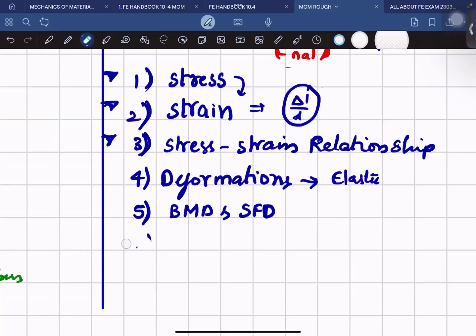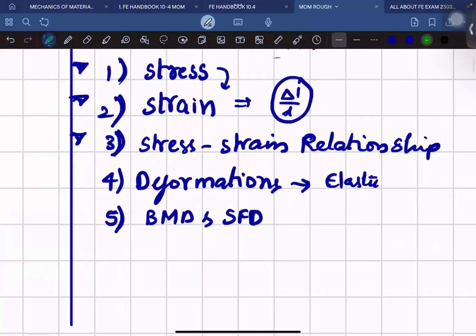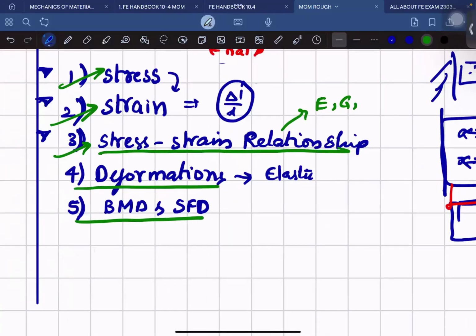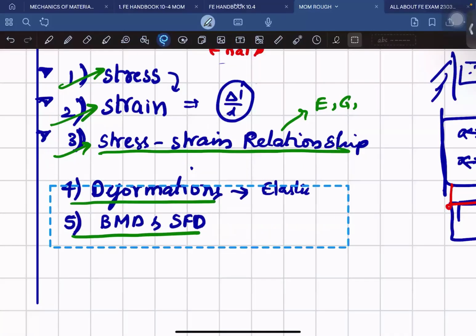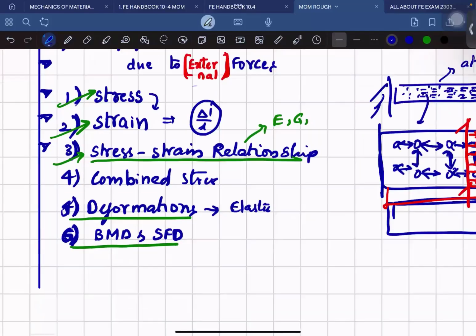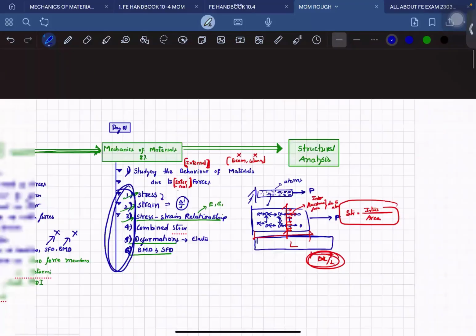So basically, the subject has only five topics. Just remember them: stress, strain, the stress-strain relationship, which includes Young's modulus, rigidity modulus, and so on, then deformations, and bending moment and shear force. Now, okay, we will make it one more topic. The topic is combined stresses, which is the fourth one. When there are different types of stresses in combination, we'll study them. Then this is the fifth, and this is the sixth. So let us study these six topics in the subject, and then we are done.